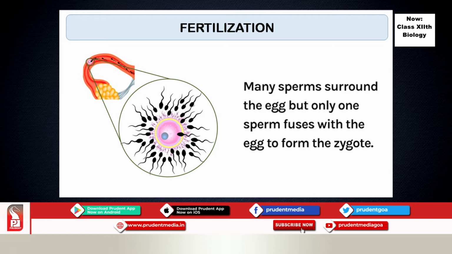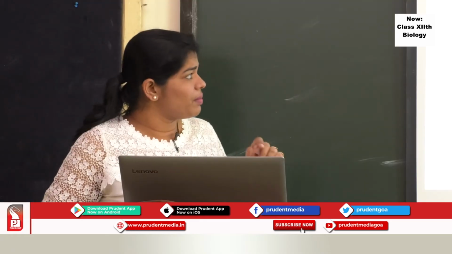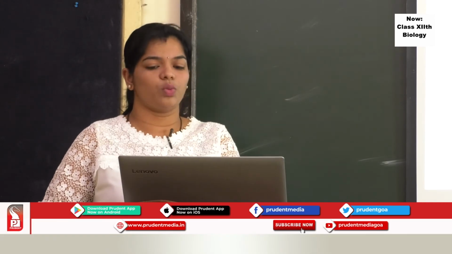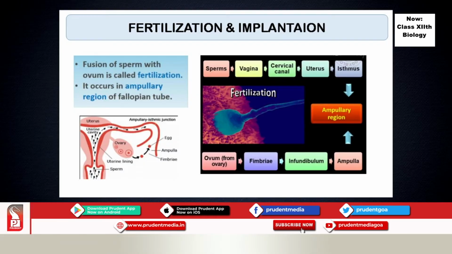So, you can see many sperms which surround the egg, but if you can see here, this fellow, only one sperm fuses with the egg to form the zygote. Now, how is this possible? You can see many sperms, but how does only one sperm enter the egg cell? This is what happens here during the fertilization.